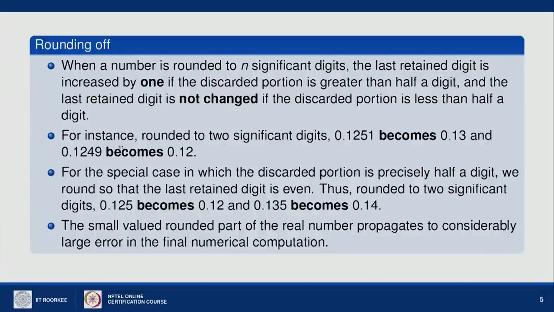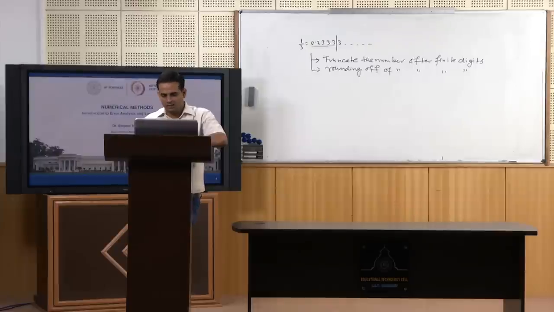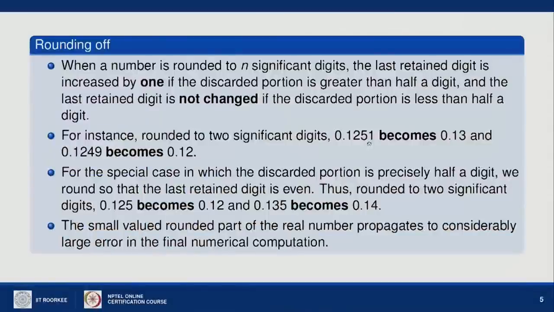For instance, rounded to 2 significant digits, the number 0.1251 becomes 0.13, because please note that here the 51 is greater than 50, meaning 0.0051 is greater than 0.005. So, if I want to round off this number up to 2 significant digits after the decimal, it will become 0.13. Similarly, if you take 0.1249, it becomes 0.12.